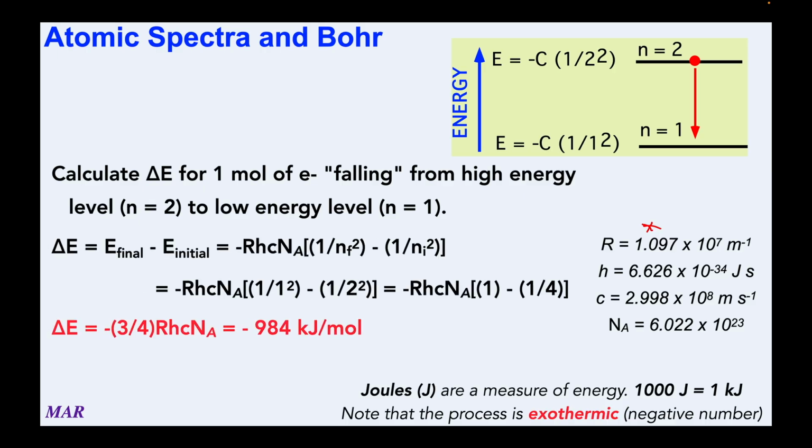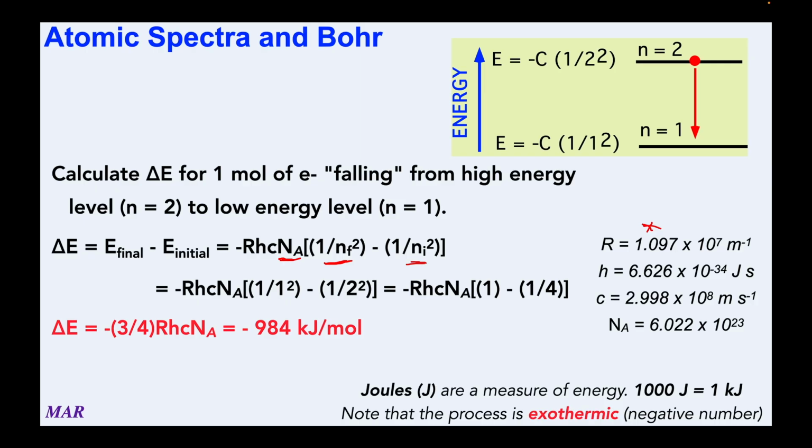So when you do this, the energy of the individual states is minus RHc times 1 over n squared. But because we're doing it for a mole, I'm going to throw in Avogadro's number there as well, because we have Avogadro's number of photons. And when you factor out the minus RHc, you have final minus initial, which is 1 over the final state squared minus 1 over the initial state squared.